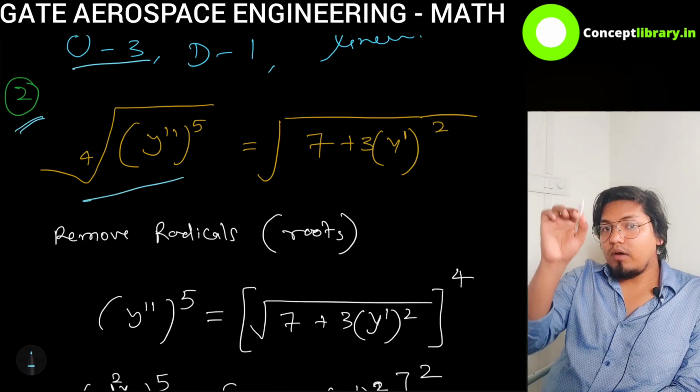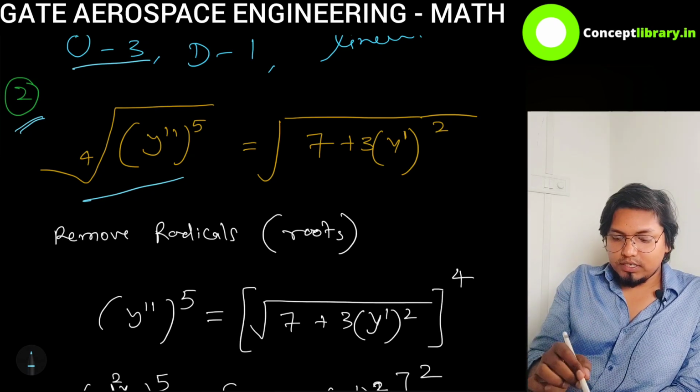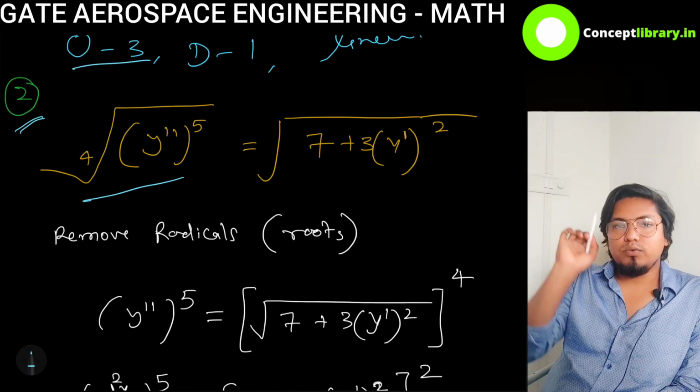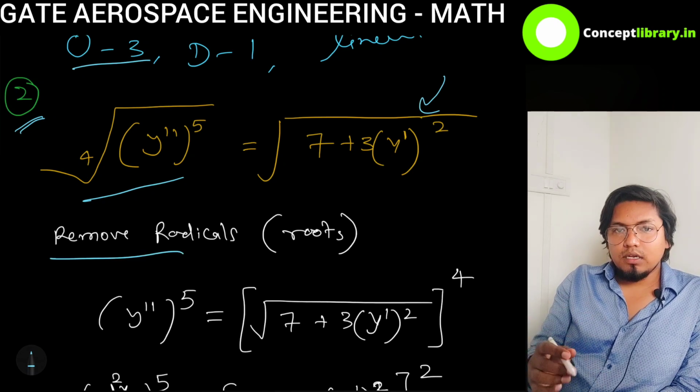Meaning is whole power 1 by 4. Okay, 1 by 4, whole power 1 by 4. So y double dash power 5 and whole power 1 by 4 is equal to 7 plus 3y dash square whole power 1 by 2, because this normal root means 1 by 2. So remove the radical. How will you remove the radical?